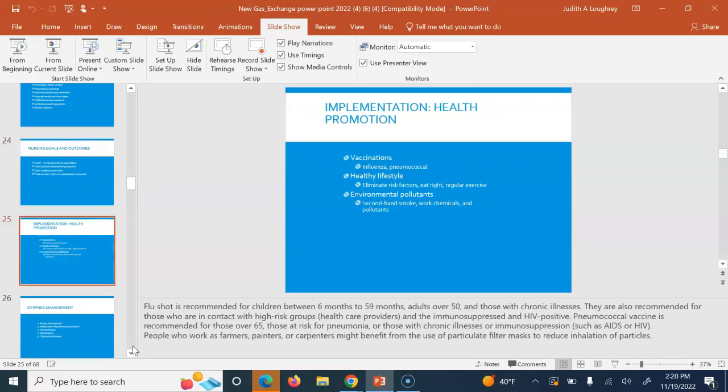Some implementations or interventions would be vaccinations, which we mentioned before, influenza, pneumococcal, healthy lifestyle, eliminating risk factors, the smoking that I always talk about, eating right, regular exercise, trying to reduce their exposure to environmental pollutants such as secondhand smoke or any chemicals or pollutants at work or close to where they live, and stress reduction should also be on there.